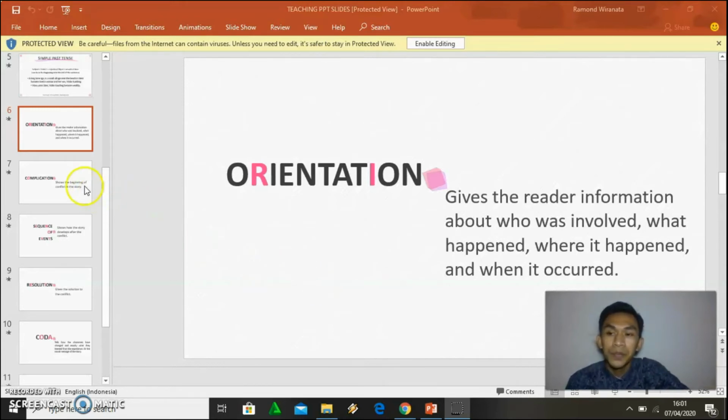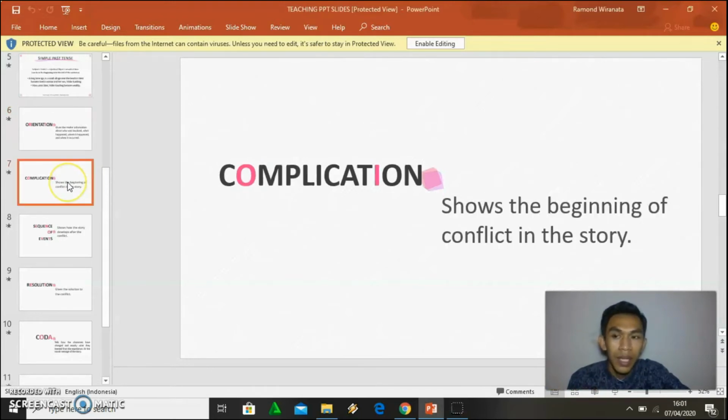And then after you know the story, the start, the beginning, what will happen to the characters sometimes? Yes, the conflict, right? In a narrative text, we call it complication. In complication, it shows the beginning of conflict in the story, right? And then in Malin Kundang, can you guess where it is?